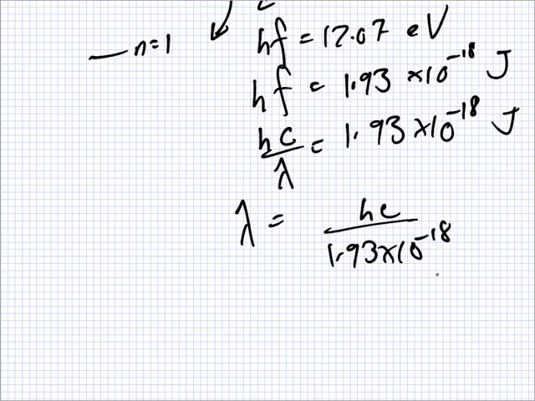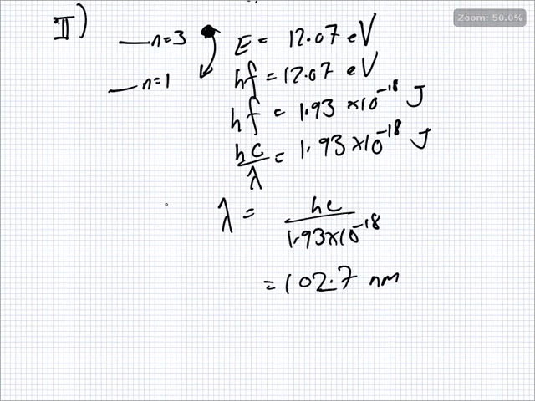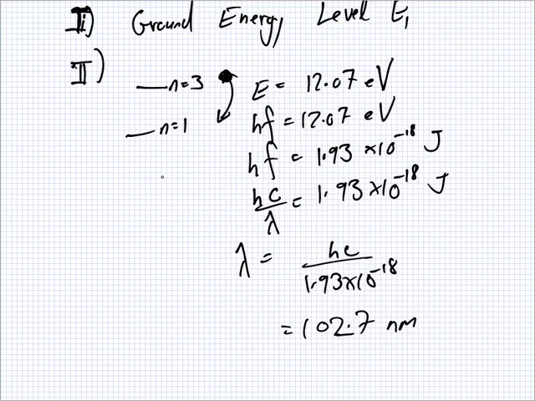Let's go with nano. 102.7 nanometers. Yes, Fahad. Why is it not minus with 12.07? Wait, say that again. But it is minus 12.07 because it's lost, and this energy goes into the photon. The photon has to have positive energy.